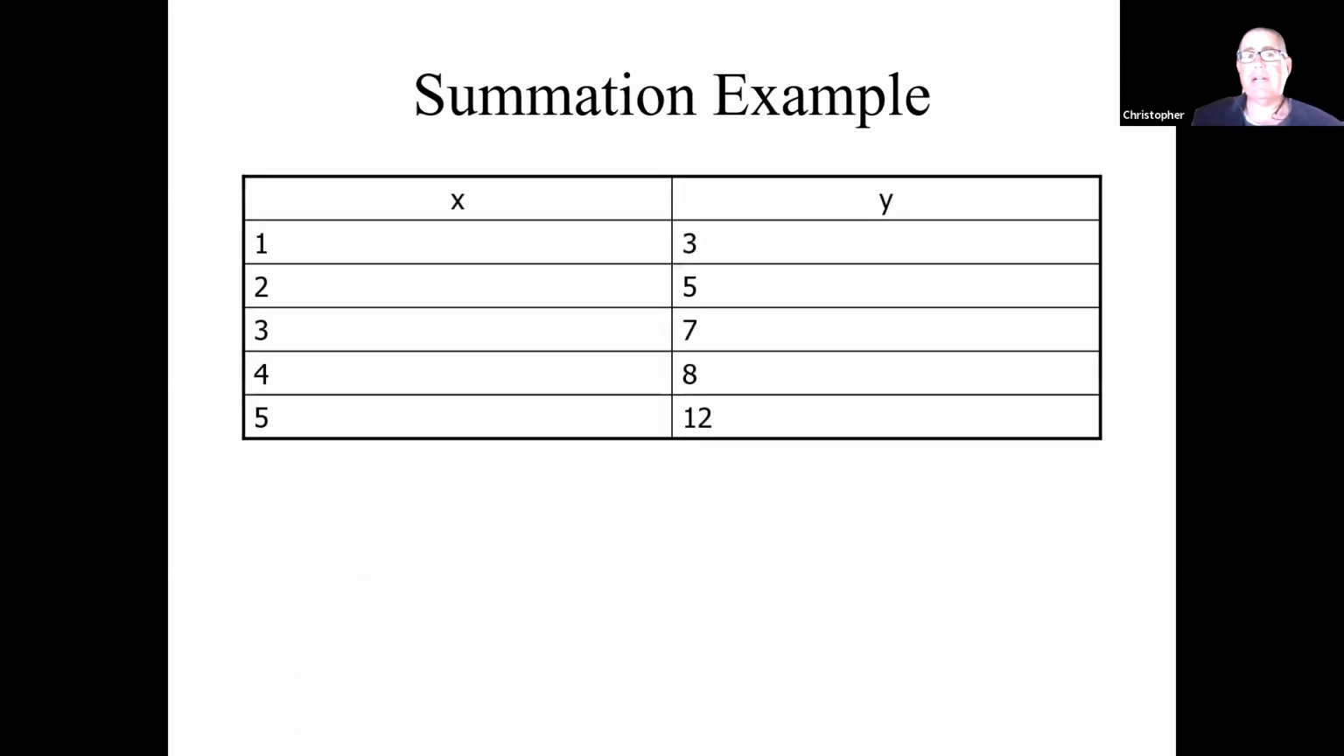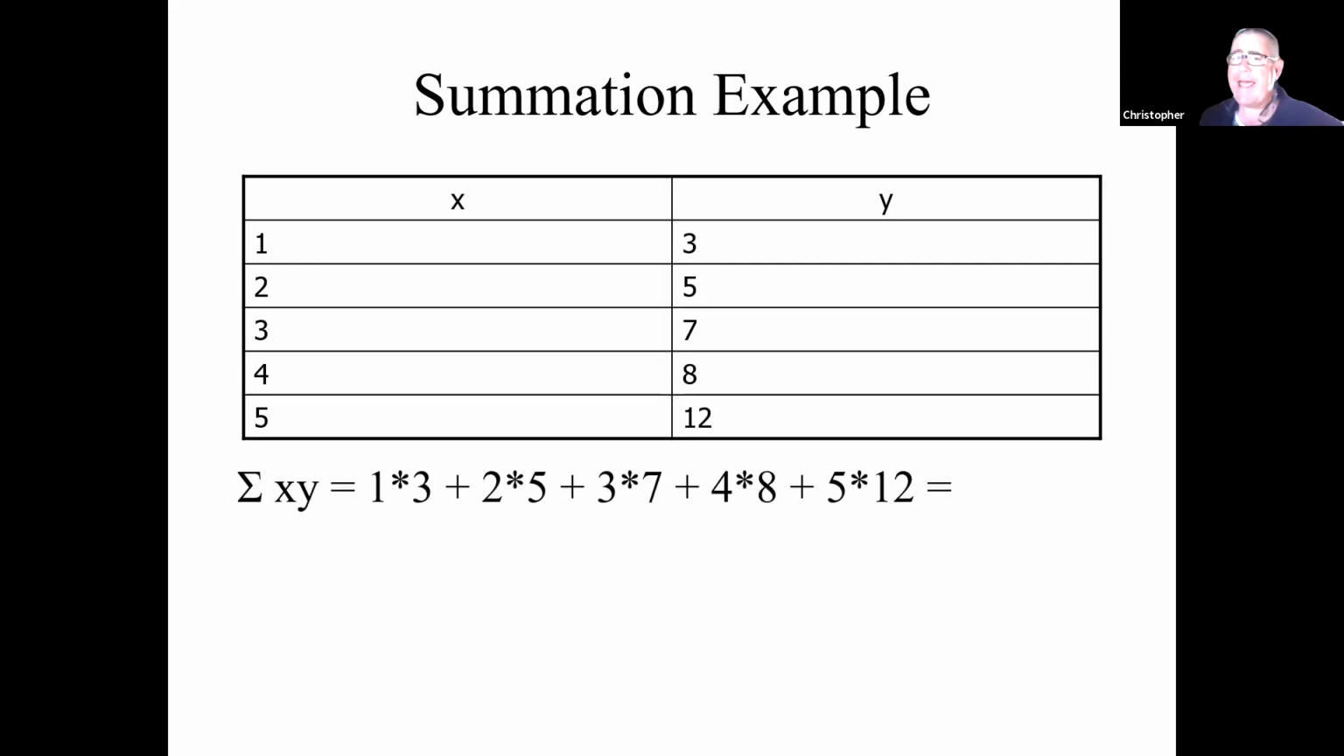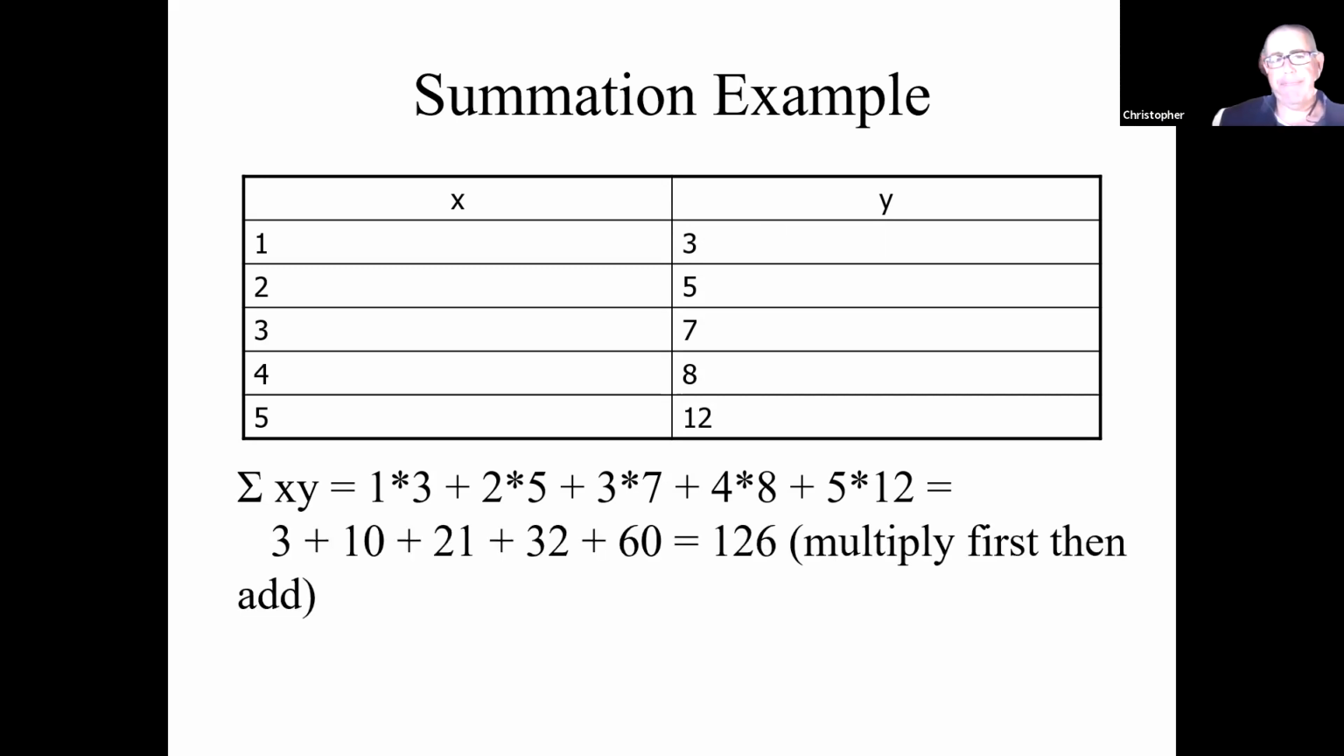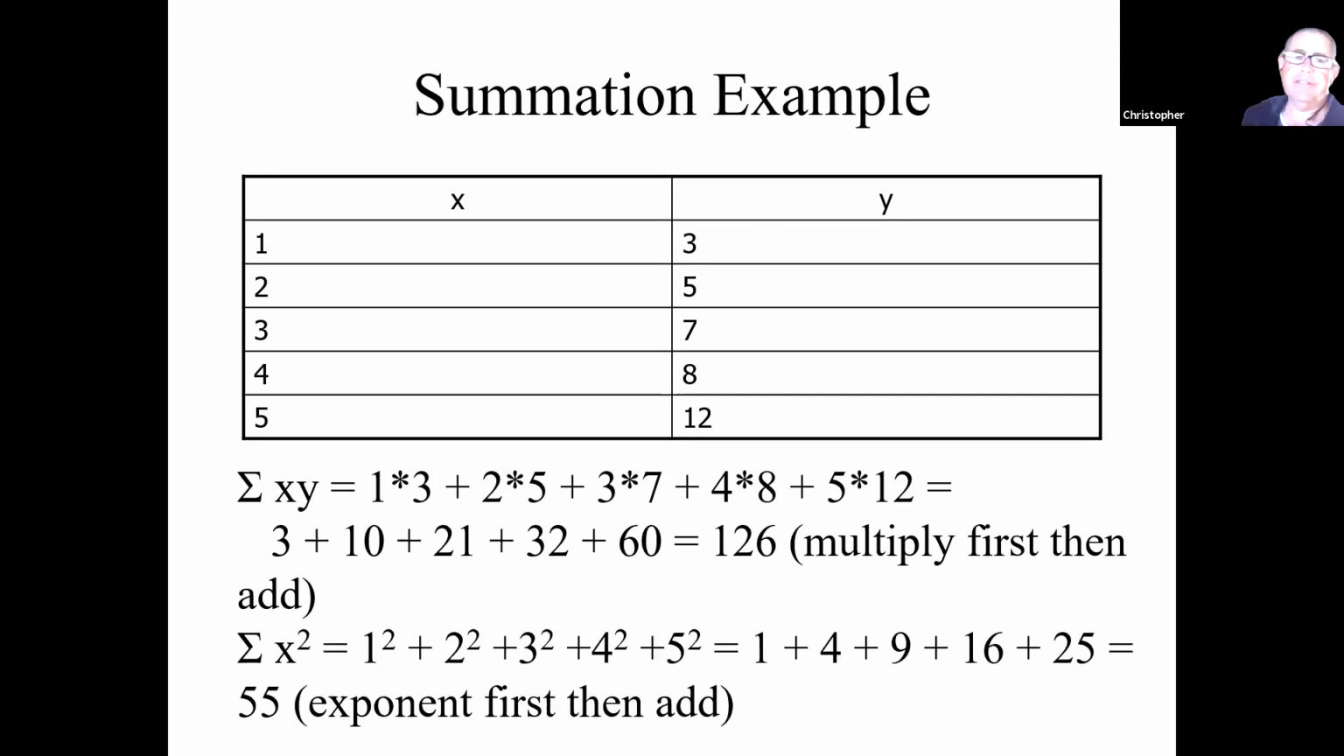We might see something a little more complex. Sum XY. This is going to tell us for each pair, multiply the X by the Y, and then add them up. So we're going to multiply first, and then do the adding. Sum of X squared. Here we again do the exponent first. So square each of those X values, 1 squared, 2 squared, and so on, and then add them up.